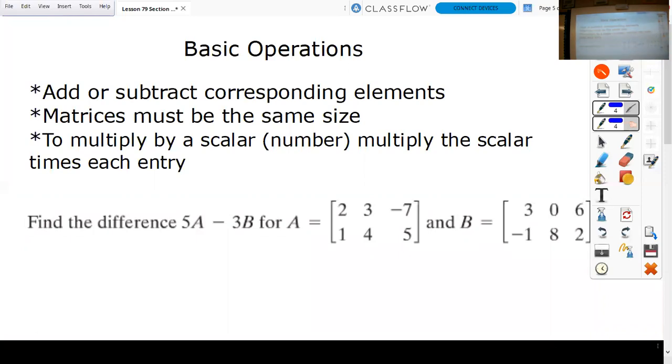All right, so let's look at all three of those ideas with this problem. Take a moment, write down this problem. We're going to find the difference, 5A minus 3B for matrix A and matrix B. I want to show you how straightforward multiplication with a scalar and subtraction can be. All right, ready?